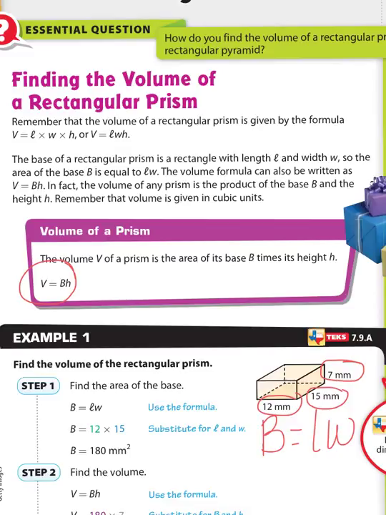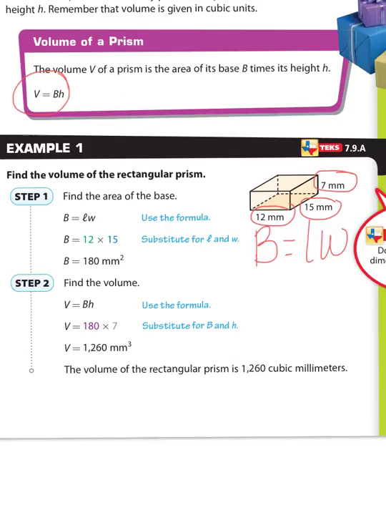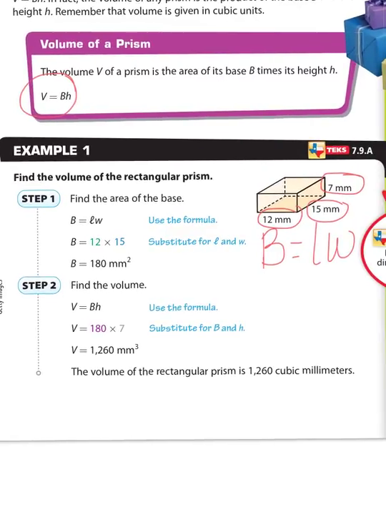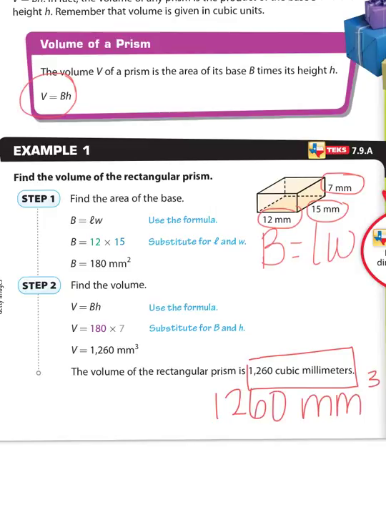The area of the base is 12 times 15 times the height, which is 7. So in this example, you're going to be doing 12 times 15 times 7, and all of that multiplies out to 1,260, and it's cubic millimeters. And another way you could write this would be 1,260 millimeters cubed. That's a little 3 as an exponent.